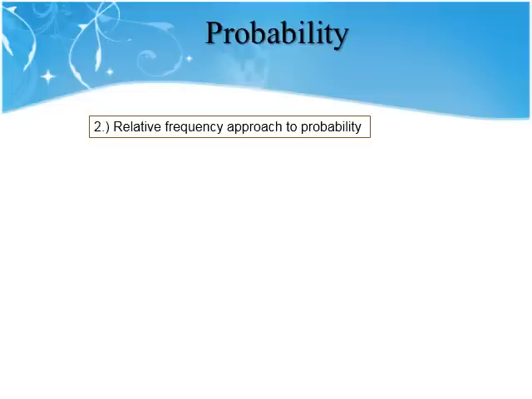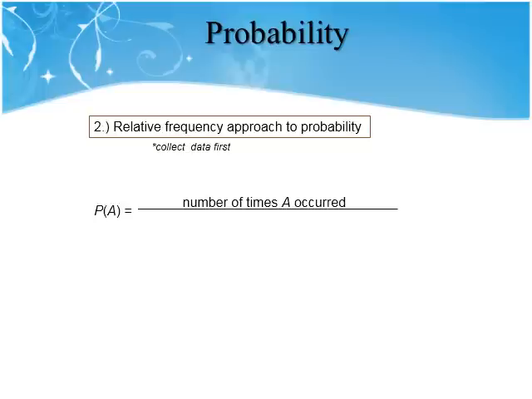The second approach is what we call the relative frequency approach. This requires us to collect some data first and find out how often a certain event has occurred. So to find the probability that an event A occurs, we first count up the number of times that event occurred and then divide by the number of observations, or the times the procedure was repeated.